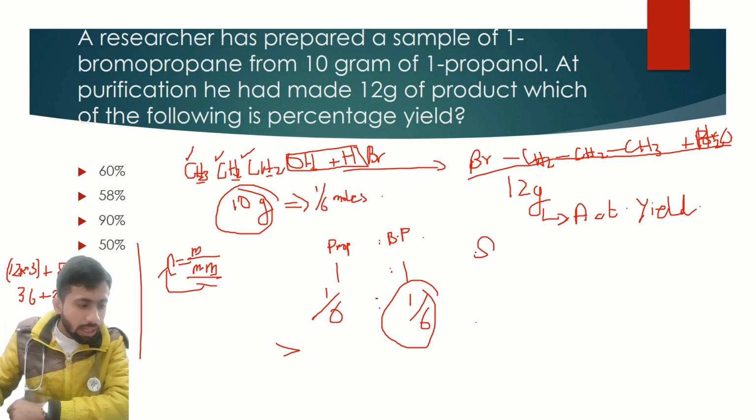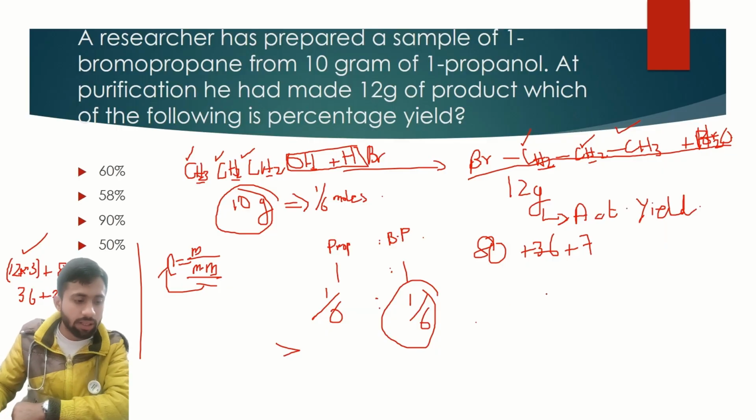Remember. 80 plus how many carbons? 1, 2, 3, 24. 36. We have calculated over here. How many hydrogen? 2, 4, 5, 6, 7 plus 7. 80 plus 36 plus 7. Okay, that's the perfect answer. This will give you the answer, that is 87 plus 36, 123. 123 grams per mole is the molar mass.